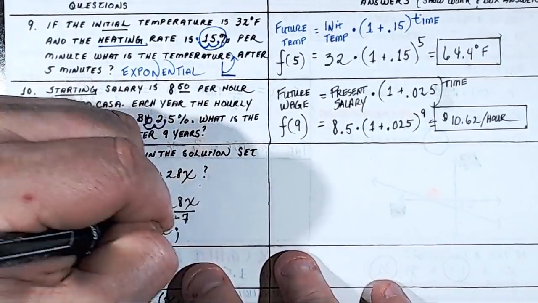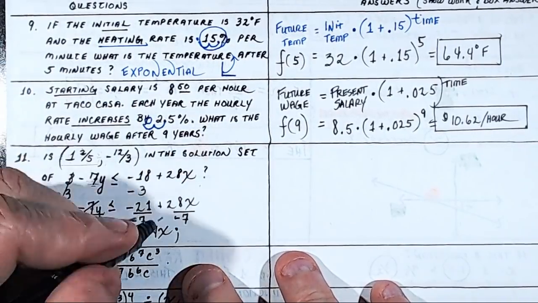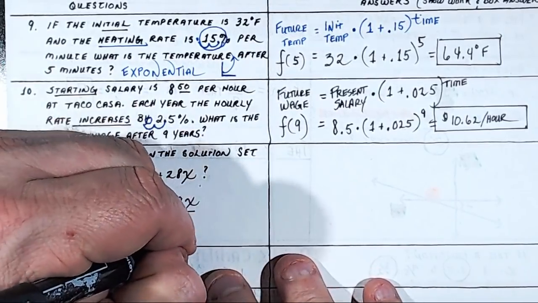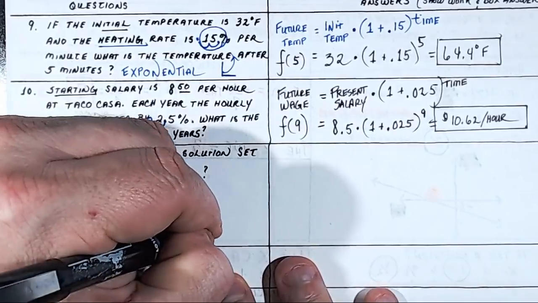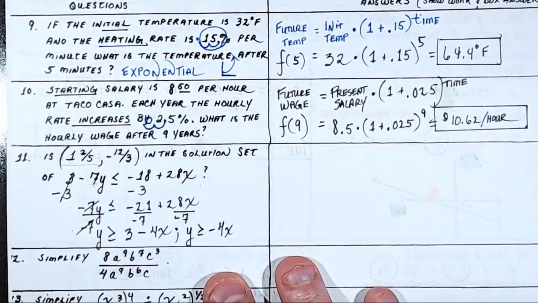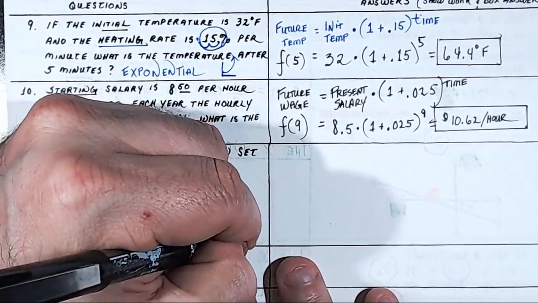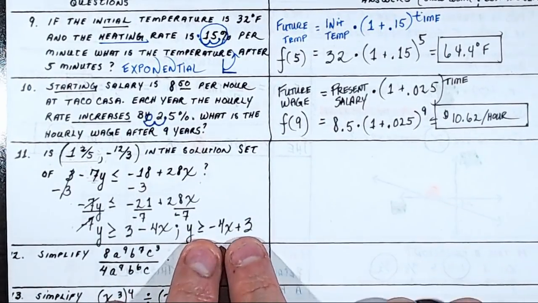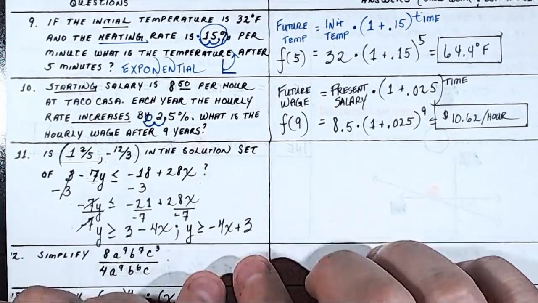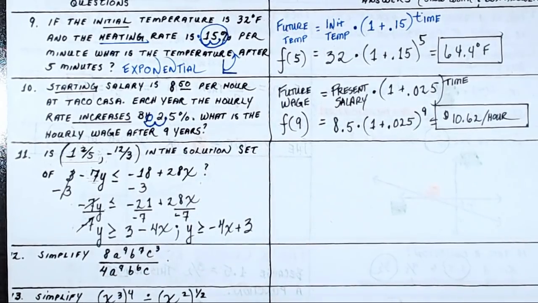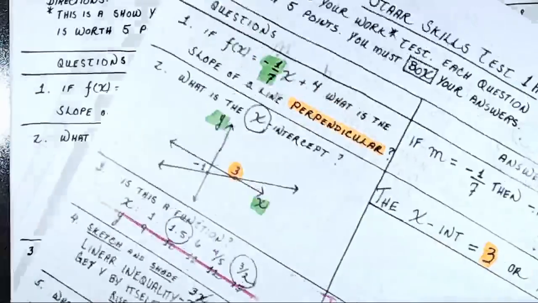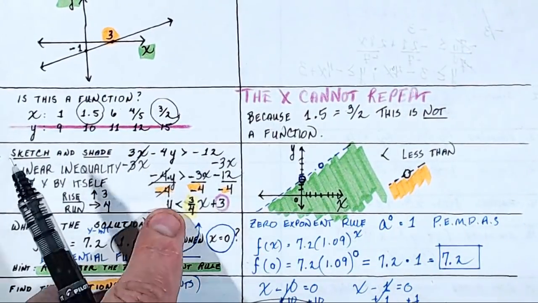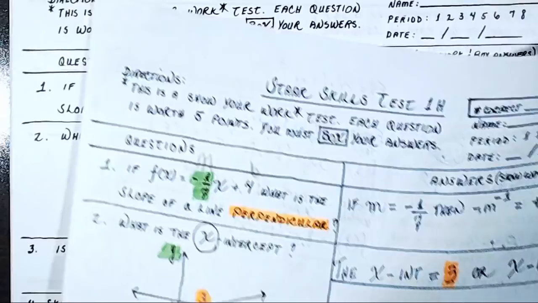We don't like to write it like that, so we're going to write it in the correct form, where we put that negative 4x up front. So now I've got y is greater than or equal to negative 4x plus 3, because it's positive 3. Now I'm going to graph, sketch and shade this. And now we're basically doing a problem just like number 4. We're going to sketch it and shade it.